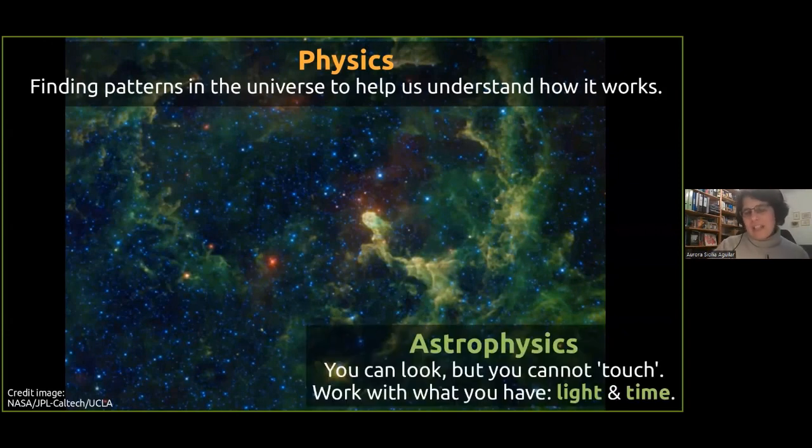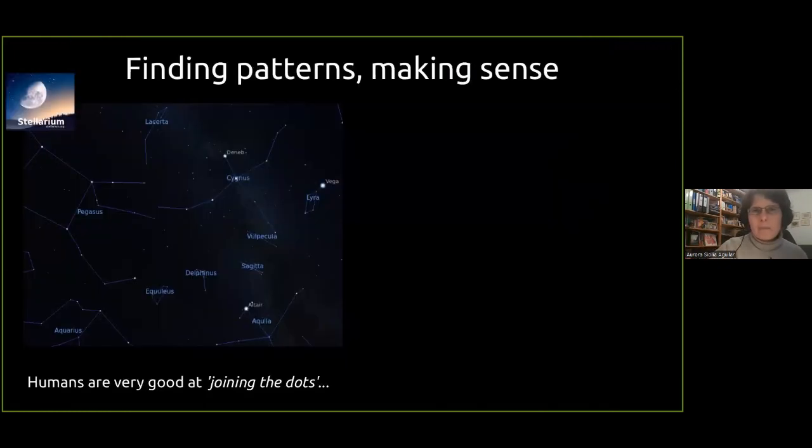The only difference with physics is that we cannot really do an experiment in the lab as we do in physics, because we can look, but we cannot touch. So then the patterns that we need to look for, the structure that we need to search, have to be done with what we have, which is essentially the light that comes from the stars, and then also the time that we can spend taking measurements and trying to connect them together.